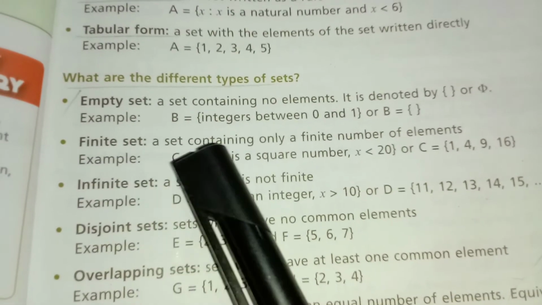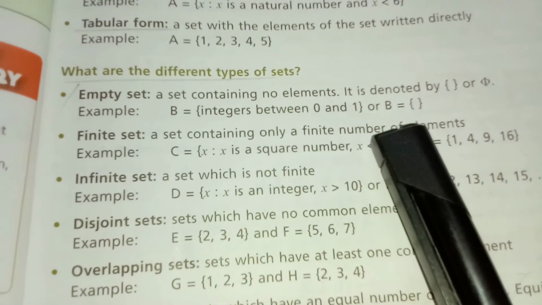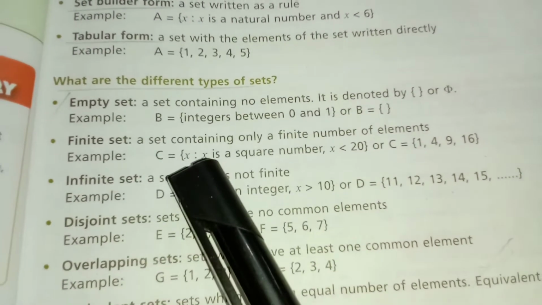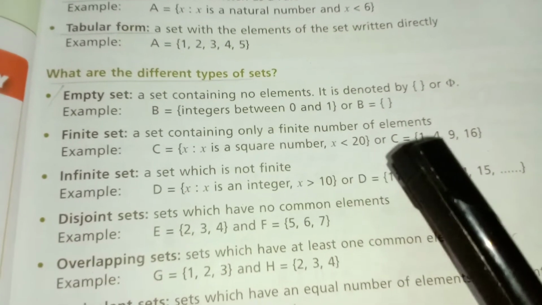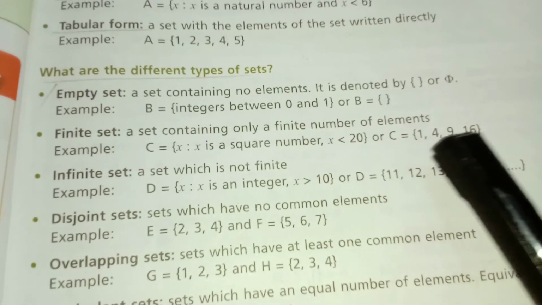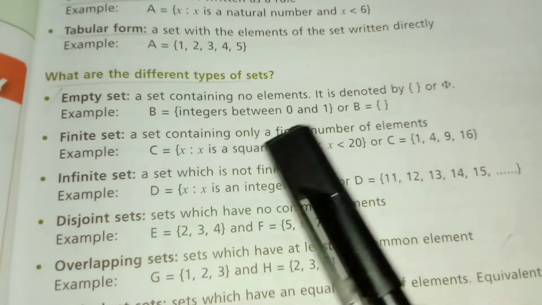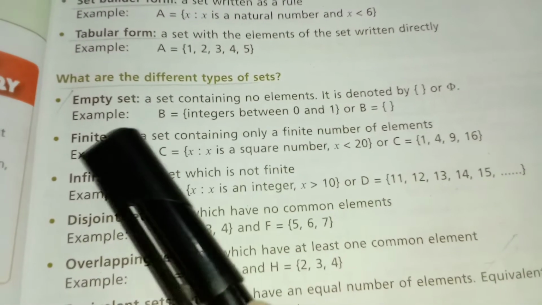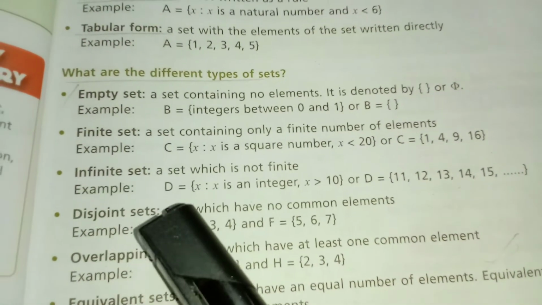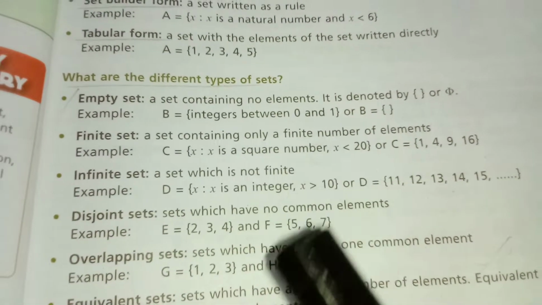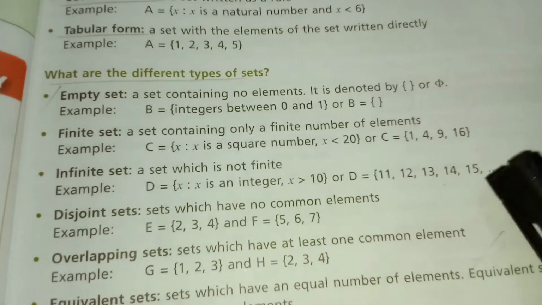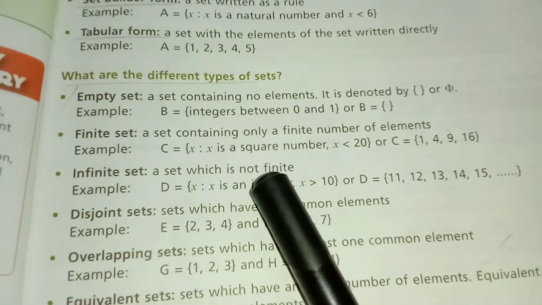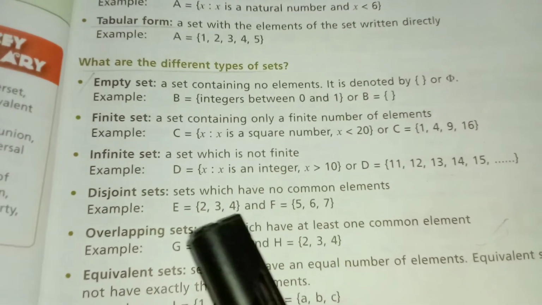Finite set: a set containing only a finite number of elements. For example, in set builder form, x such that x is a square number and x less than 20, or C equals 1, 4, 9, 16. These are finite sets. Infinite set: a set which is not finite. For example, 11, 12, 13, 14, 15, and so on. There is no limitation, so this is an infinite set.